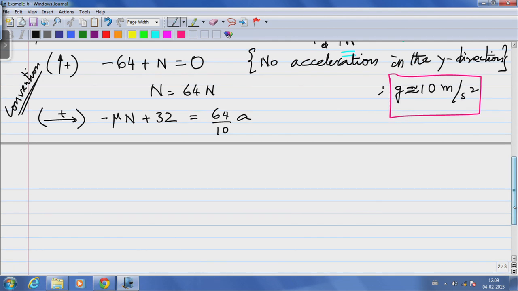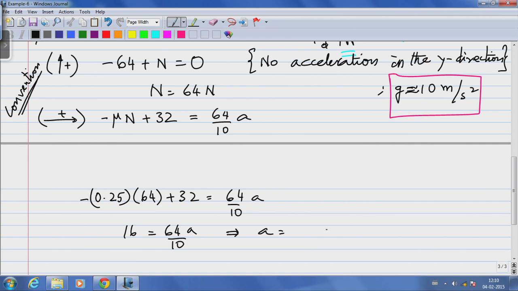So we know that the normal reaction is 64 newtons. So minus 0.25, which is mu, times 64 newtons plus 32 equals 64 by 10 times A. Completing this calculation, 16 equals 64 A over 10, which implies A is 160 divided by 64.